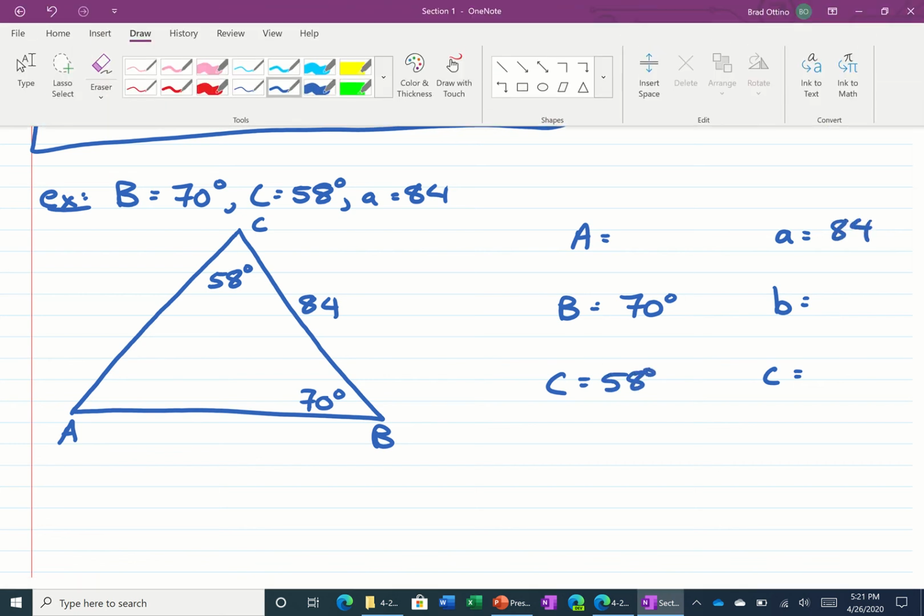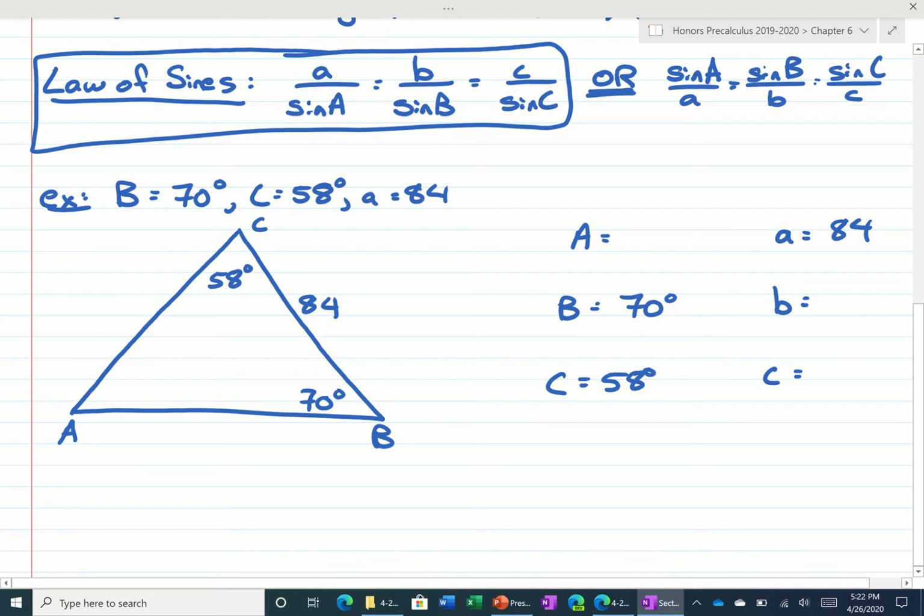Alright, so let's see if we can figure this out. Angle A is easy. The way we get angle A is we could just do 180 degrees minus angle B and minus angle C. And if you do that, you would get angle A is 52 degrees.